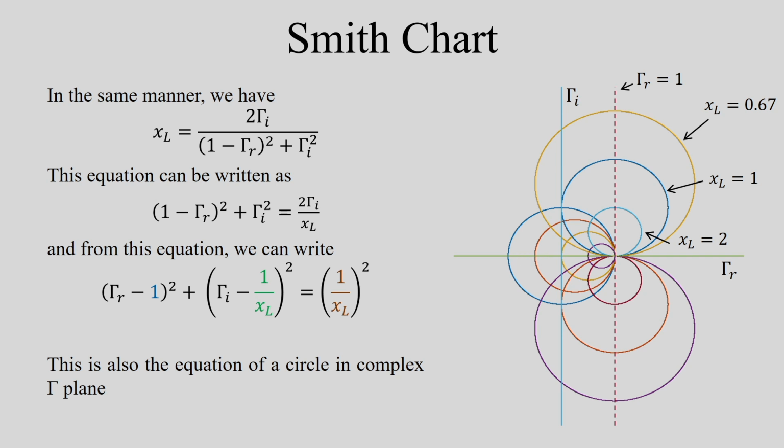We notice that we have two sets of circles. We find that X L can be positive or negative. So, based on that we will get these two sets of circles, and here we see that for negative XL, the centers move in this part of the gamma r is equal to 1 line.